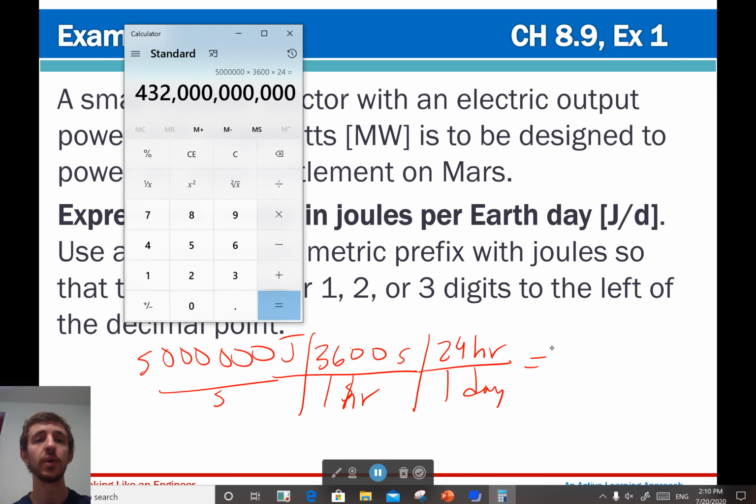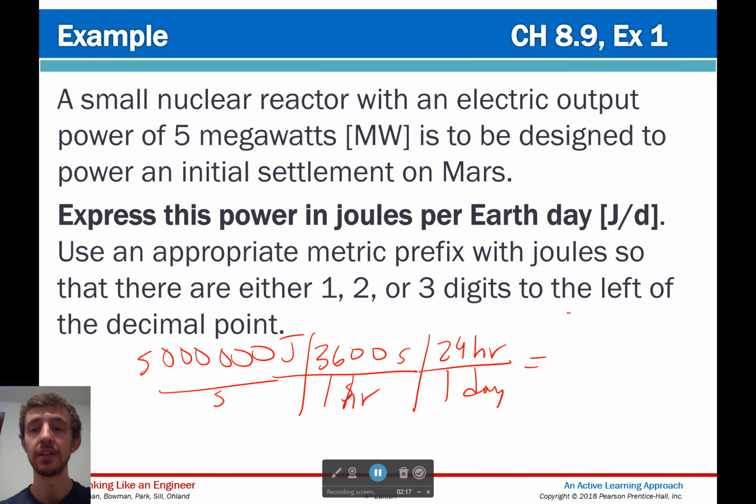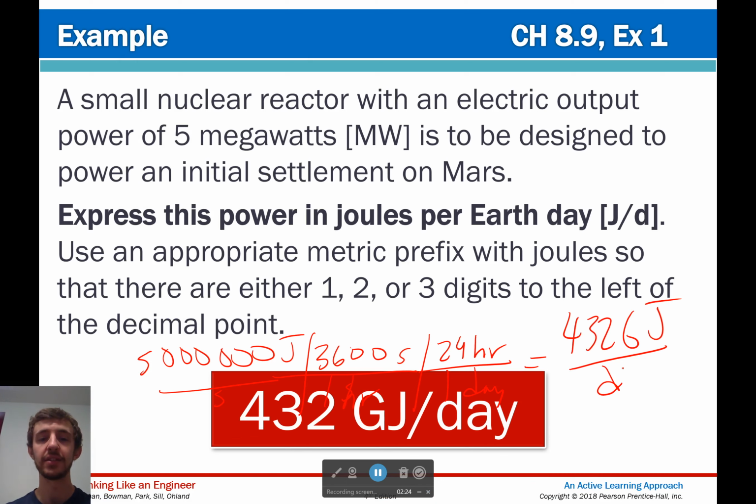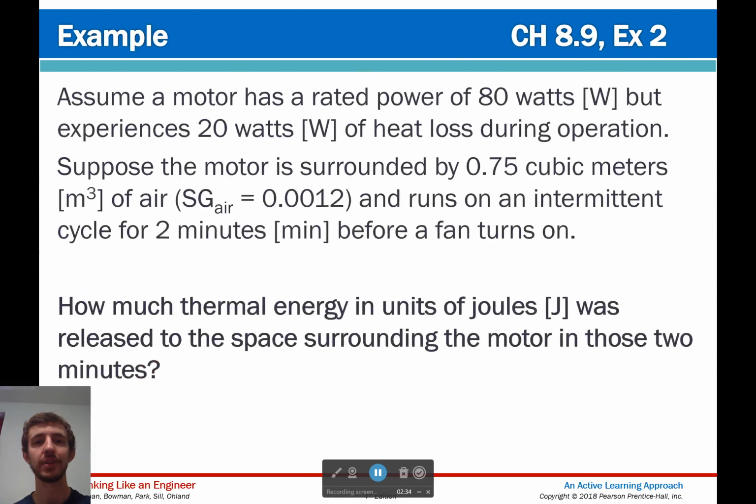So 432 billion. What we can remember is that if we're dealing with the prefixes, billion is giga. Think about a gigabyte. It's a billion bytes. Okay, so 432 gigajoules per day. Woo! Okay, so we did it. Worked out pretty well. And now let's go ahead on to one more example.